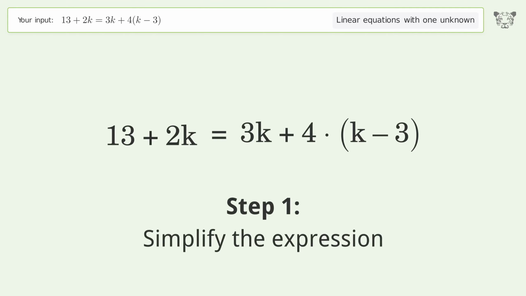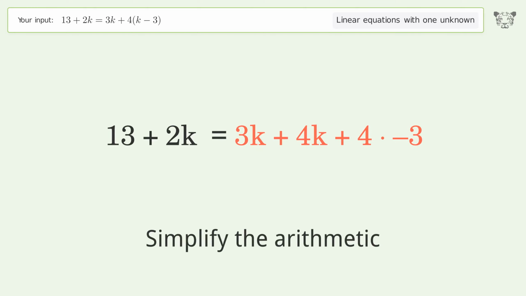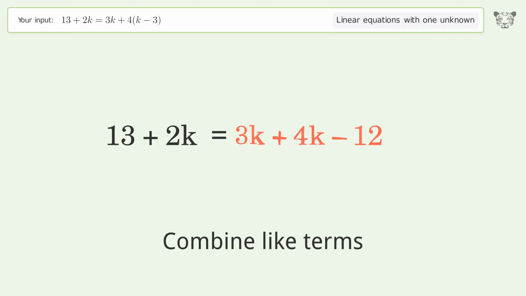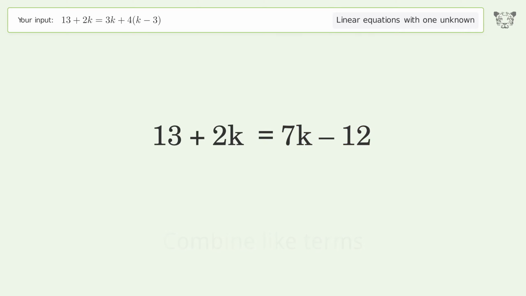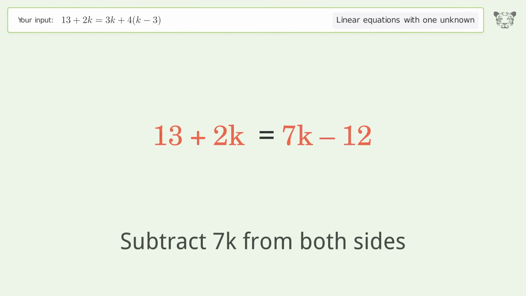Simplify the expression. Expand the parentheses. Simplify the arithmetic. Combine like terms. Group all k terms on the left side of the equation. Subtract 7k from both sides.